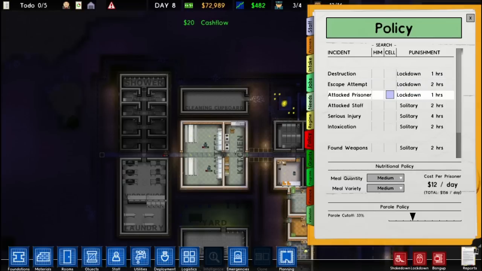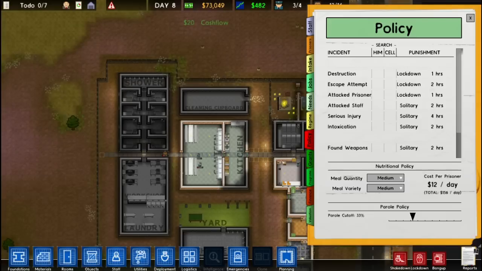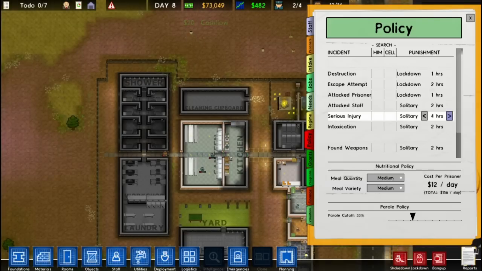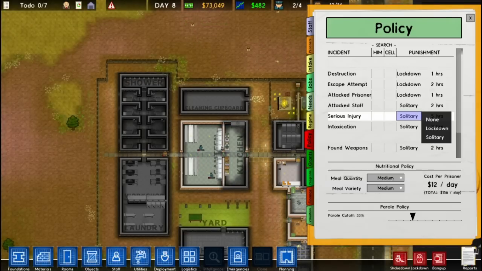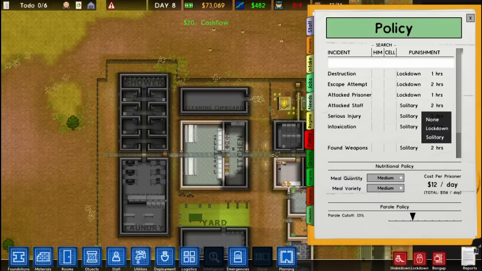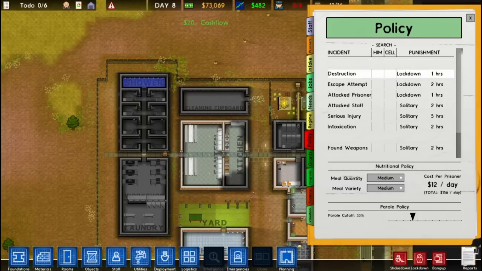But let's say we want to go hard on a particular element of a prison. Suppose you have fights occurring more frequently than you desire in your prison, and you want to reduce the number of fights that go on. You can change the consequence for a fight. We can increase the time of the punishment. We can also change what kind of punishment will be delivered. So, let's go through these really quickly.